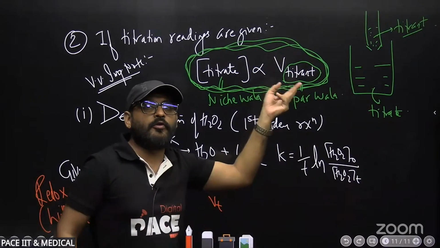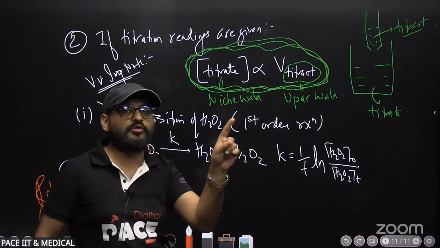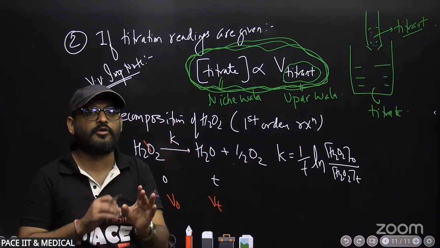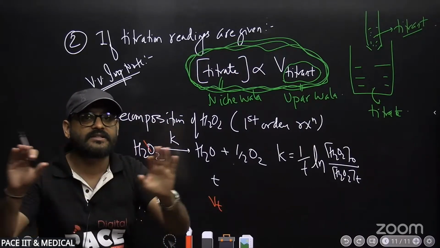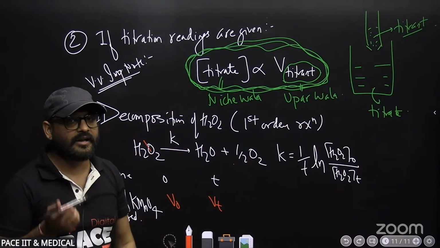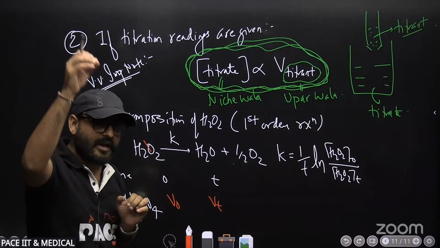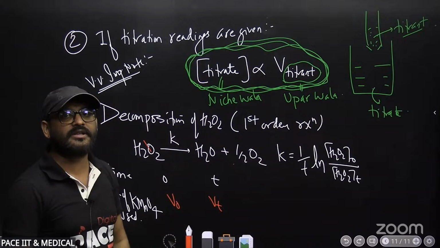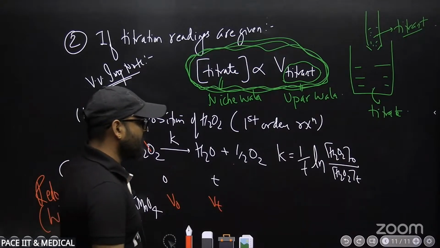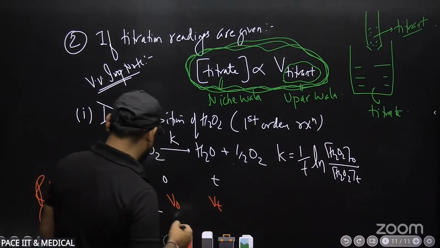So KMnO4's volume and H2O2's concentration will be directly proportional to each other at each time. I'm saying it again: concentration of H2O2 and volume of KMnO4 will be directly proportional to each other. Lo, the question is finished. That is the end of the question.